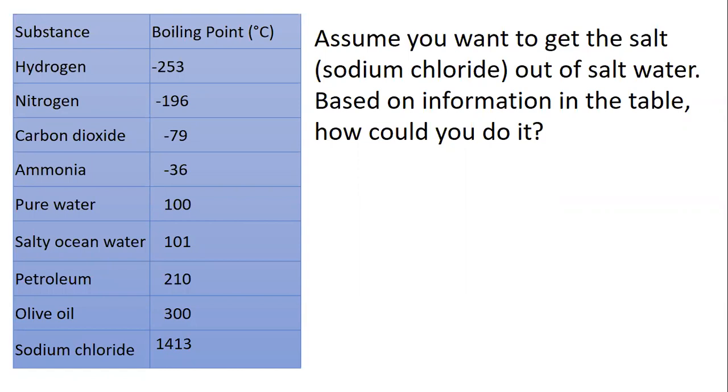So the question posed is, assume that you want to get salt, or sodium chloride, out of salt water. Based on the information in the table, how could you do it? Take a moment and look over the table. Then decide what process you would have to go through to separate the water from the salt.